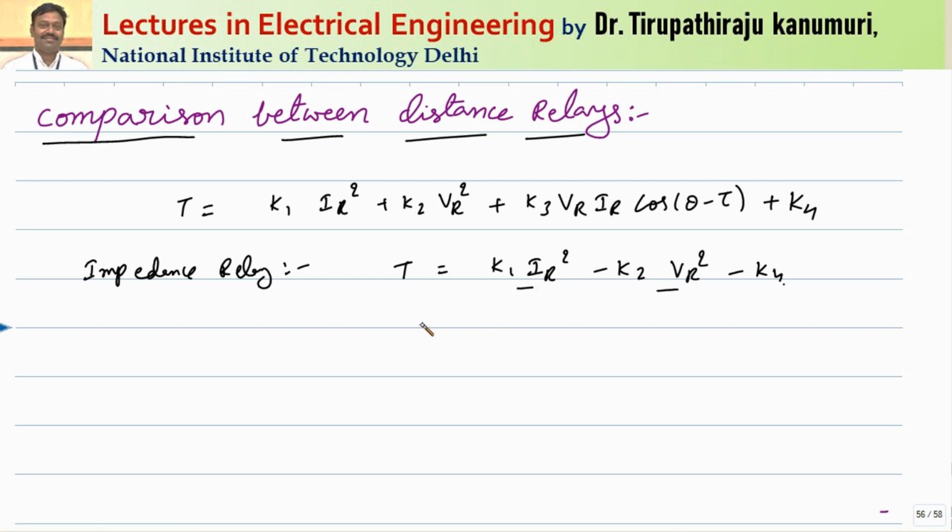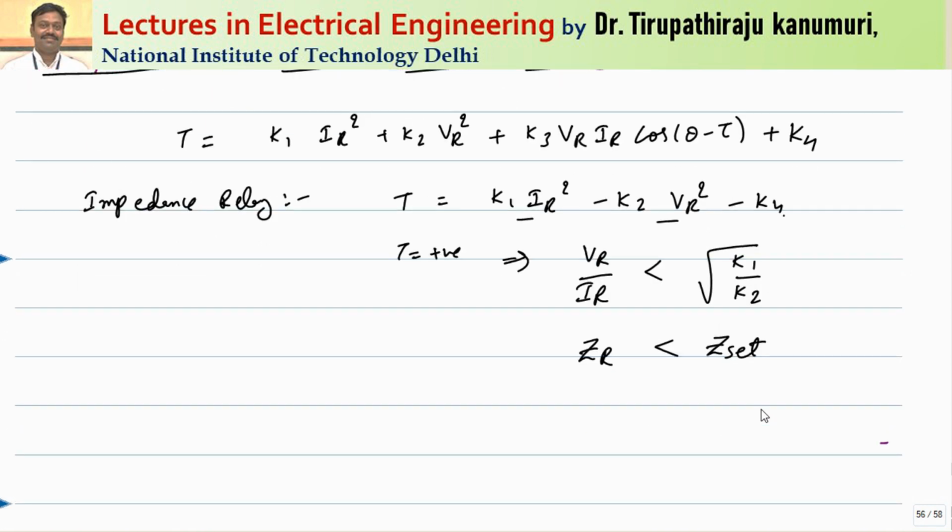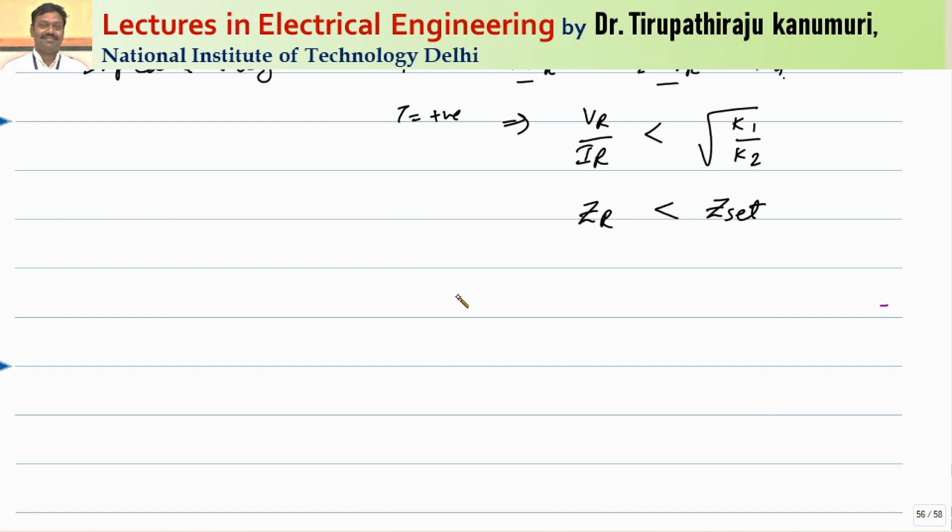And if we write the torque equation, T is positive only when VR divided by IR is less than square root of K1 by K2, because the value of K4 will be very small compared to the denominator, so it will be neglected. Or we can tell that if the impedance measured by your relay is less than the impedance that is set in your relay, we can set the value of the impedance, so if the value is less, your relay will operate. So this is for the case of impedance relay.